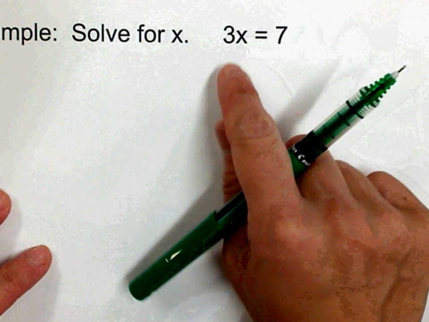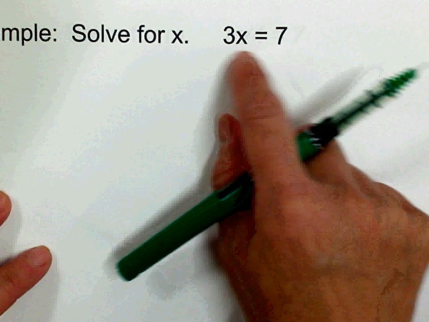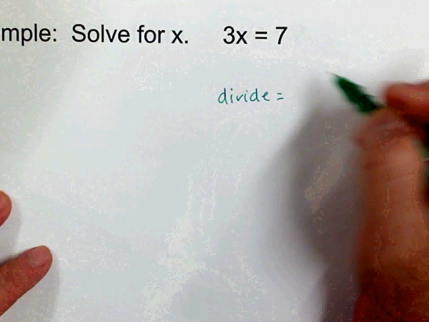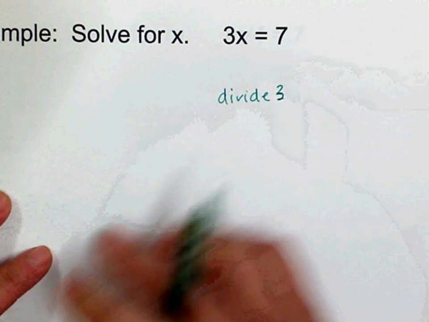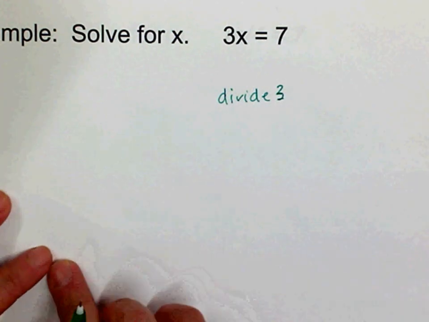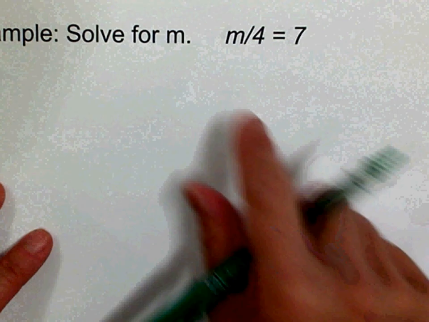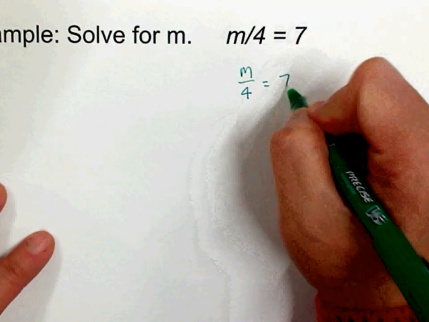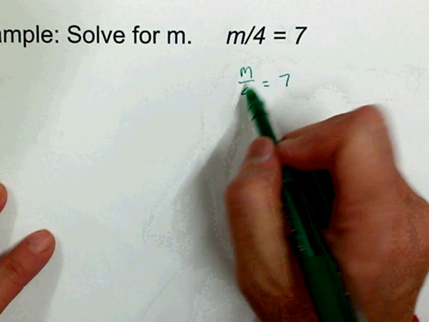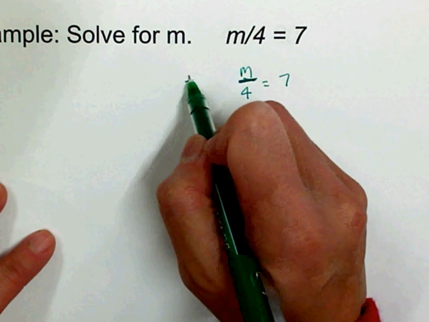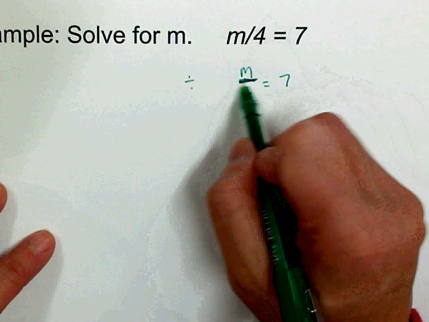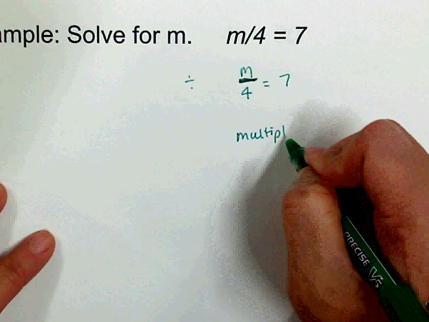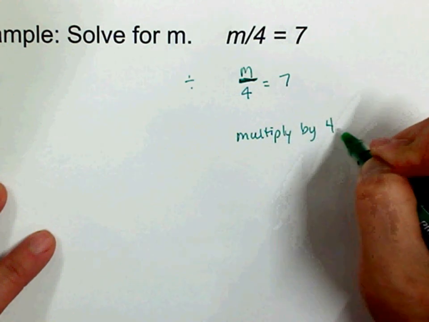3x equals 7. Do you see how that's multiplied? So how would you do this one? You would divide by 3. Okay. Let's take a look at this one. This is m divided by 4 equals 7. You see how that's one term? This is your division sign now. No more this little dot thing, okay? What is opposite of dividing by 4? You would multiply by 4. Okay?